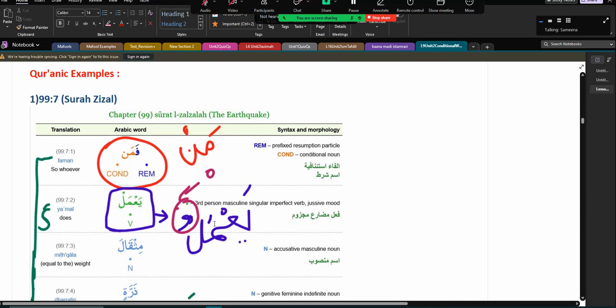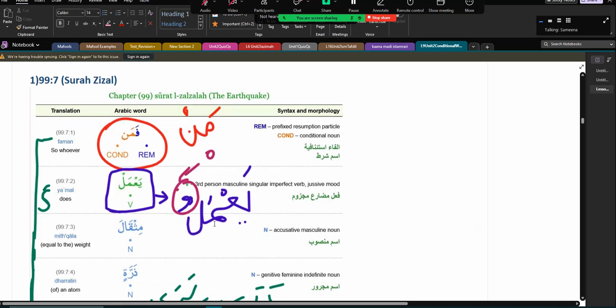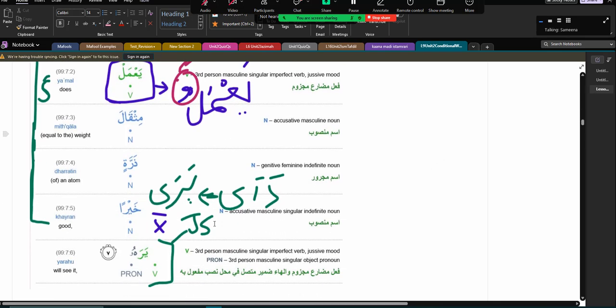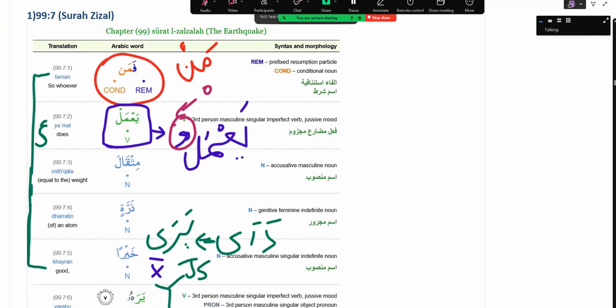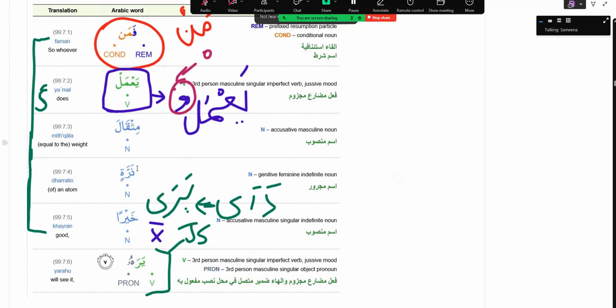Okay, and the Quranic examples, take Surah Zilzal. فمن يعمل مثقال ذرة خيرا يرى. Okay, so in this example, which is the shart and which is the jawabu shart? فَمَنْ يَعْمَلْ, so whoever does equal to the weight of an atom good will see it. So all the way from فَمَنْ يَعْمَلْ to khayran, the whole thing is the shart part. So whoever does equal to the weight of an atom good, then what will happen? Jawabu shart: will see it. Yarahu is the jawabu shart.